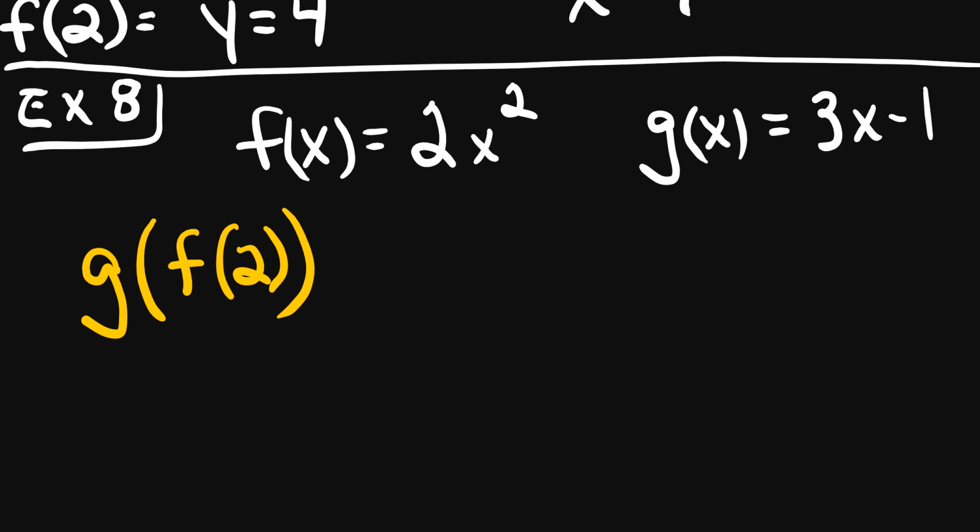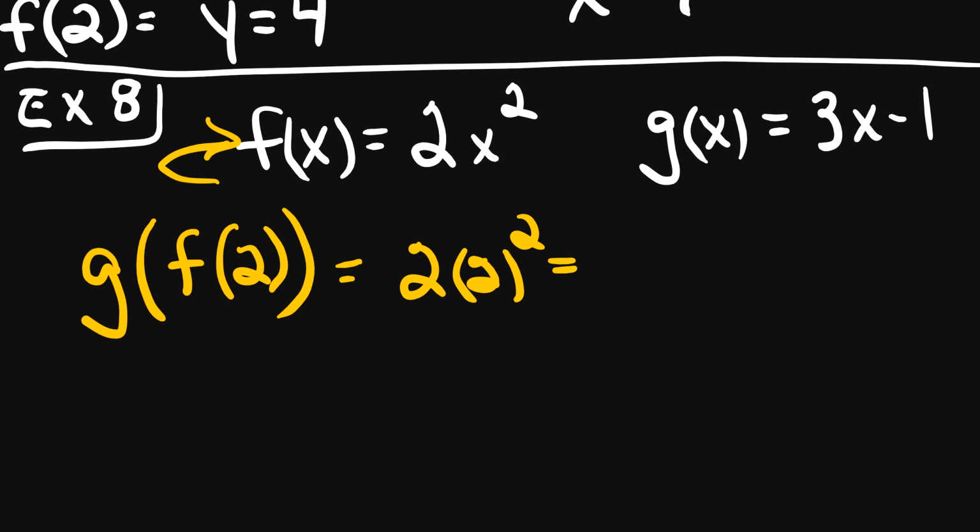Okay, so here's part B of this example 8. Kind of like I just reversed it. So here I've got g of f of 2. So I've got to figure out what f of 2 is. Here's my function f, and I'm going to substitute 2 in for this. So it's going to equal 2 times 2 to the second power, which looks like it's going to be 8. And what's 8? 8 is f of 2.